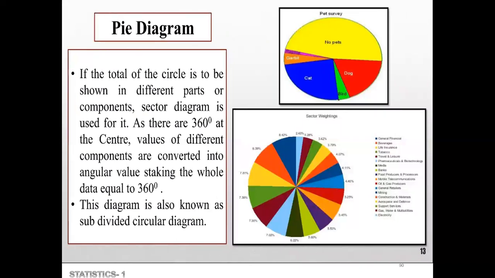The next one is the pie diagram. A pie diagram is constructed by taking the overall measure of the circle, and we know that the total measure of the circle is 360 degrees. The given values are converted into degrees and plotted on the circle by using the protractor. This diagram is also known as the subdivided circular diagram. That is, circles are divided into various segments or sectors, each sector representing a particular value.